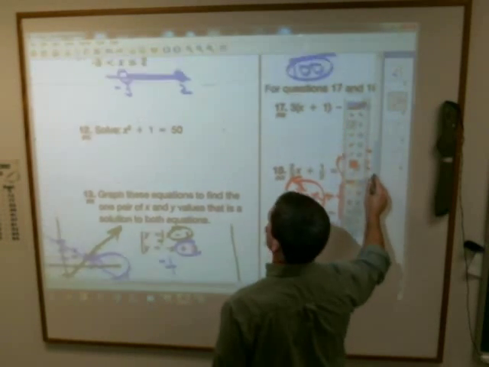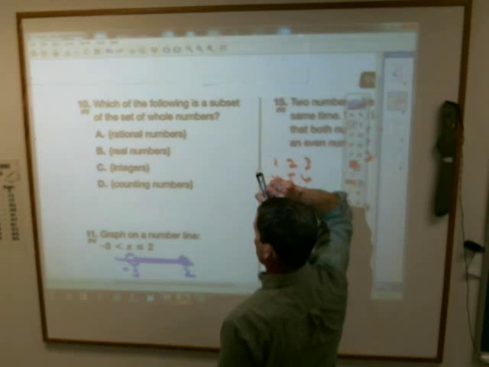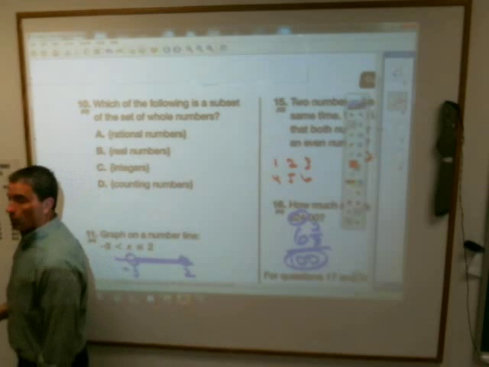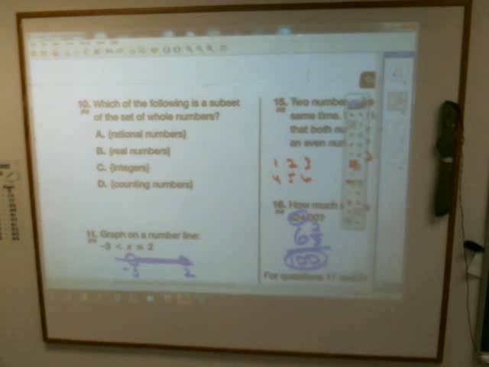Number 10, I'll do it quickly. Which of the following is a subset of the whole numbers? Which one did you put? Whole numbers are about as small as you can get. What are whole numbers? Whole numbers are 0, 1, 2, 3, 4, 5, 6, 7. They're not negative numbers because those are the integers.